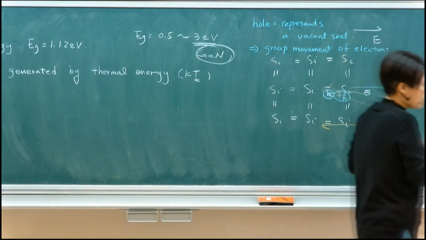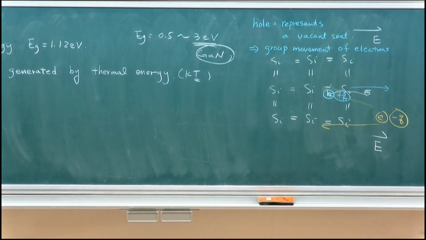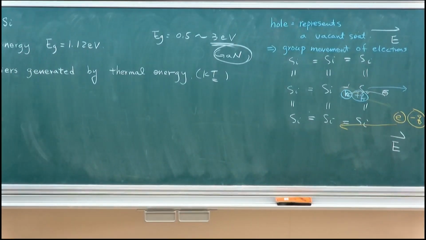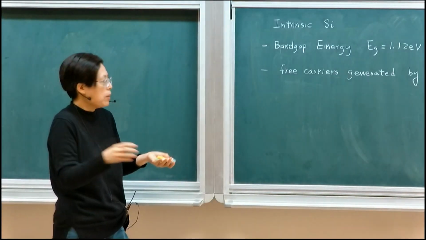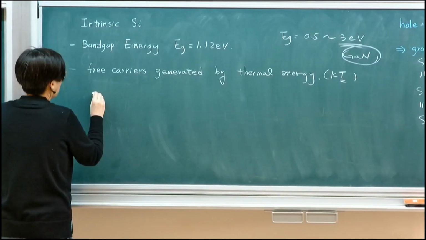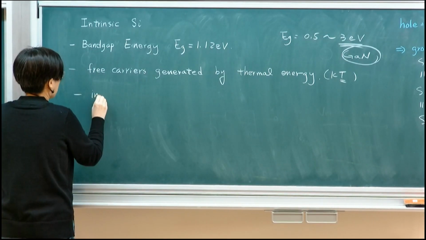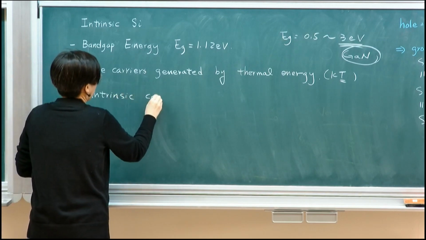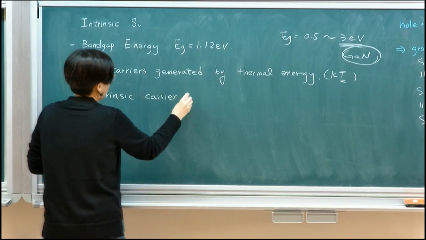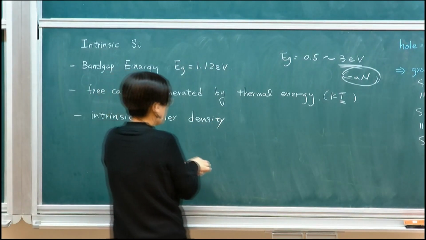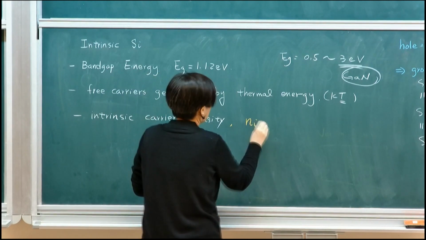Okay, good. Now we want to see how many free electrons exist in a silicon crystal in a certain environment. The way to characterize this is we call it intrinsic carrier density. This is typically noted as Ni.